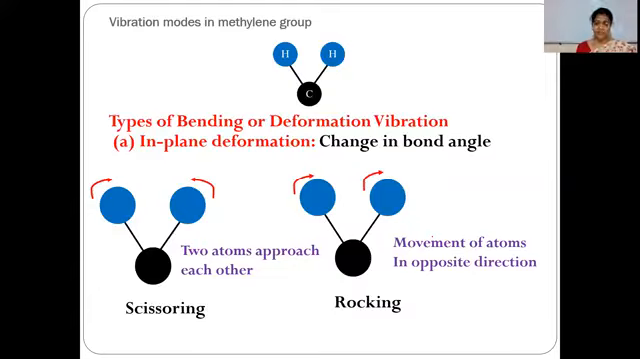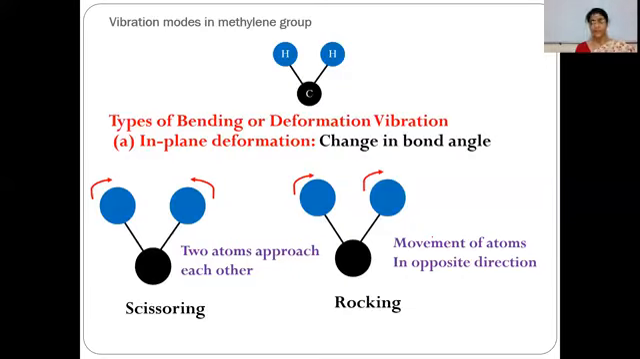In scissoring vibrations, two atoms approach each other. There is the change in bond angle. When the two atoms move without changing the internuclear distance, their movement is in the opposite direction or towards each other like a scissor. That's why they are known as scissoring vibration.